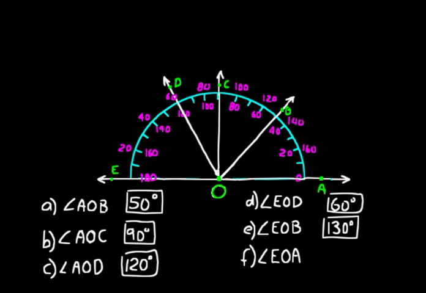Now the last one, the measure of angle EOA, that's just a straight angle. Straight angles have a measure of 180 degrees. And you can just tell that on the protractor. You could count if you wanted to. Starting at E, go around 0, 20, 40, 80, 100, 160, 180. 180 degrees is the measure of angle EOA.